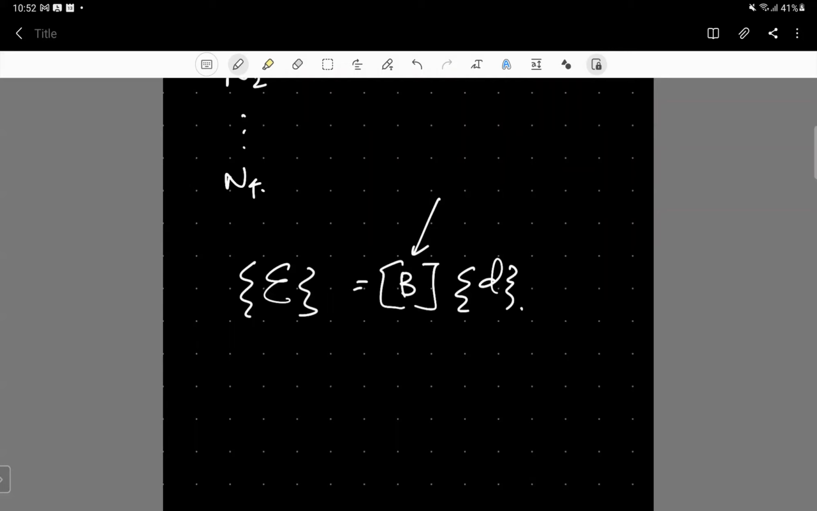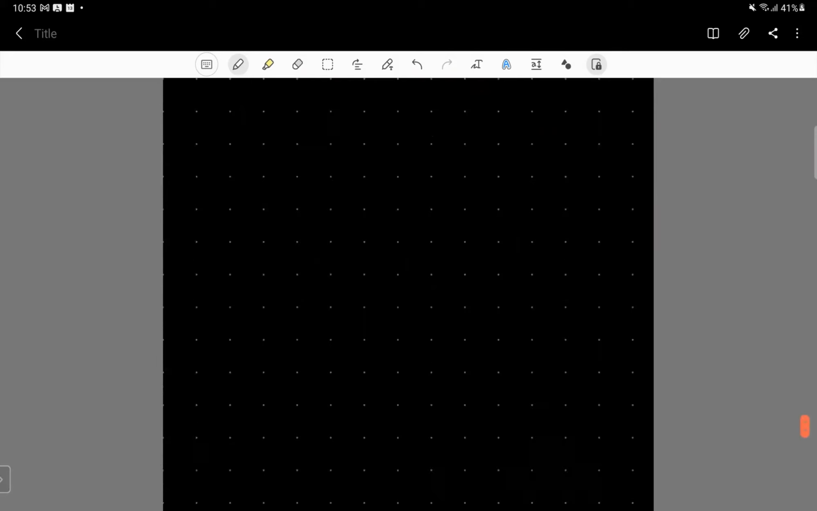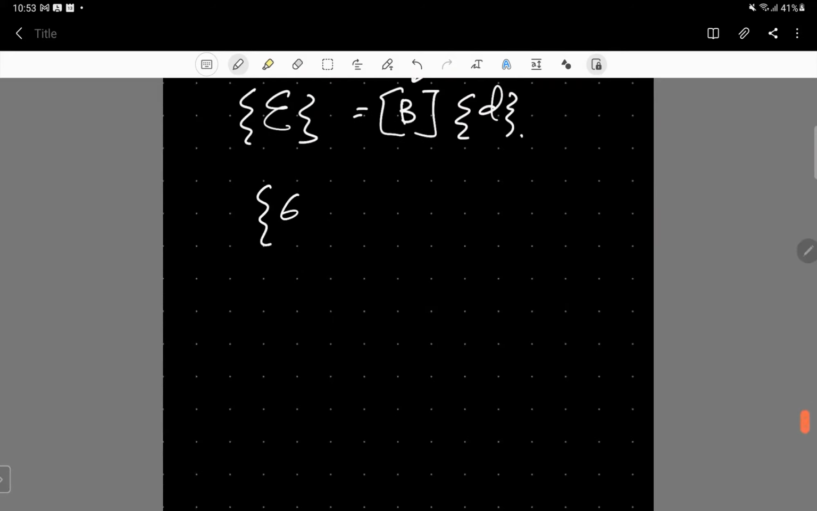So what I'm trying to reiterate is the same protocol. This is nothing new. We try to find the B matrix based on the nodal coordinate systems. Then we already saw that the stresses are related to strains by the constitutive matrix.